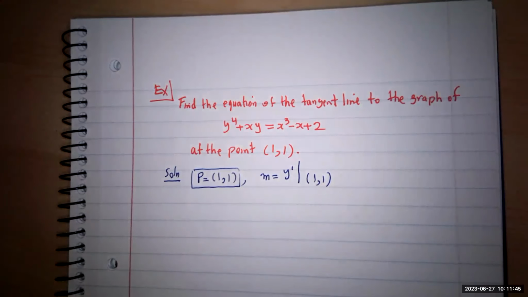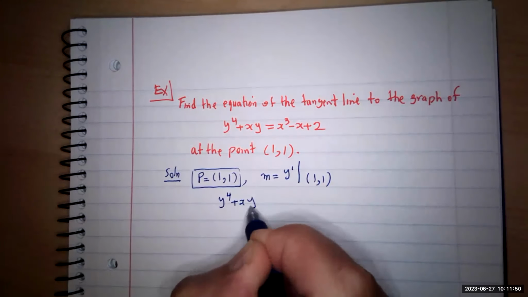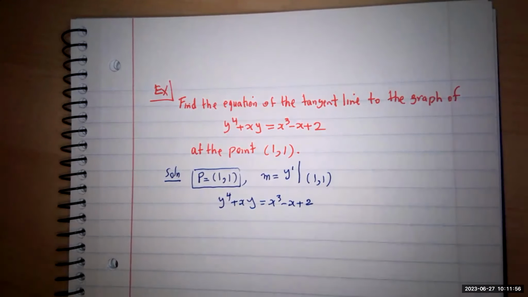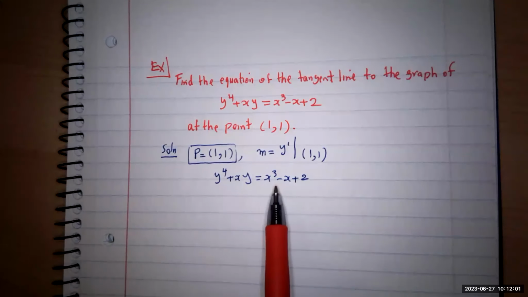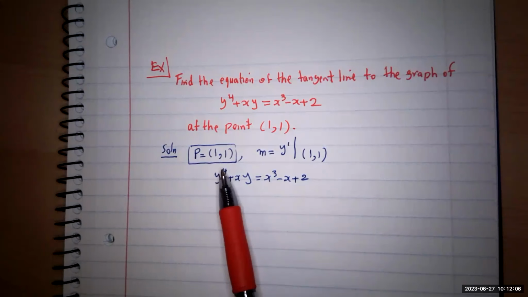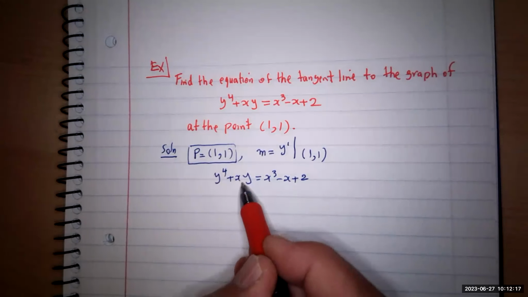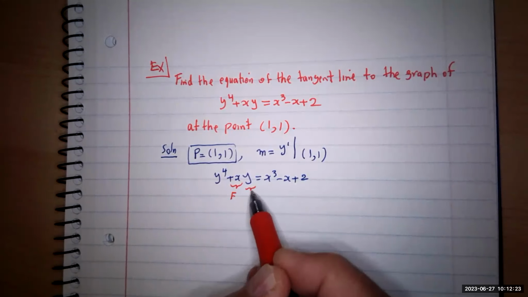So bring the equation and differentiate it. This is the equation that I have: x cubed minus x plus 2. When we differentiate, y to the fourth is straightforward because it's going to be 4y cubed times y prime. But when we get to this one, you must remember that you have to use the product rule again. For the first term, x would be the first function and y would be the second.